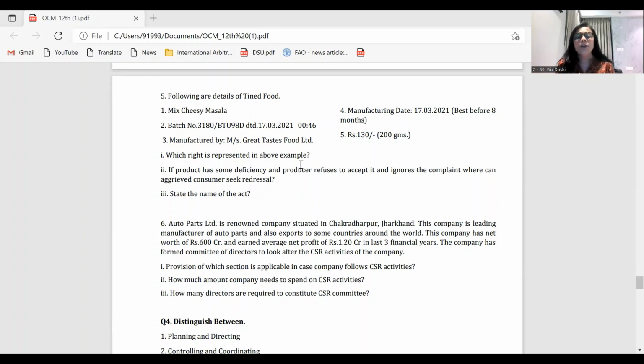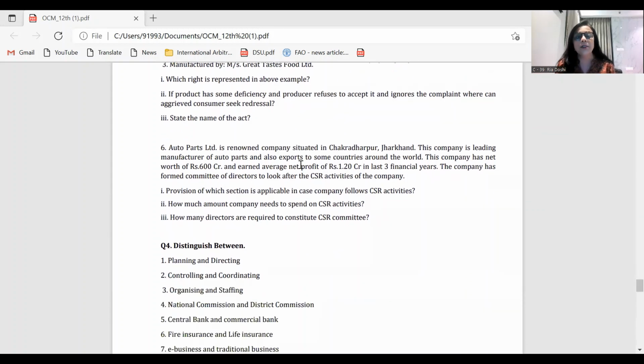The next one. If the product has deficiency and the producer refuses to accept or ignores the complaint, the consumer can seek redressal from the district commission because his claim amount, his complaint amount, is quite small. Okay, so that's how you will say it goes to the district commission. The third one, state the act which applies to this. The act which applies to this is the Consumer Protection Act 2019. So this is how we answer these questions.